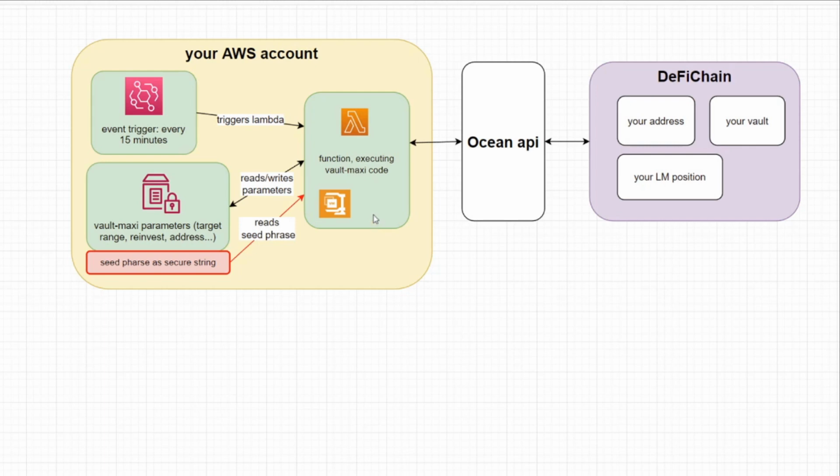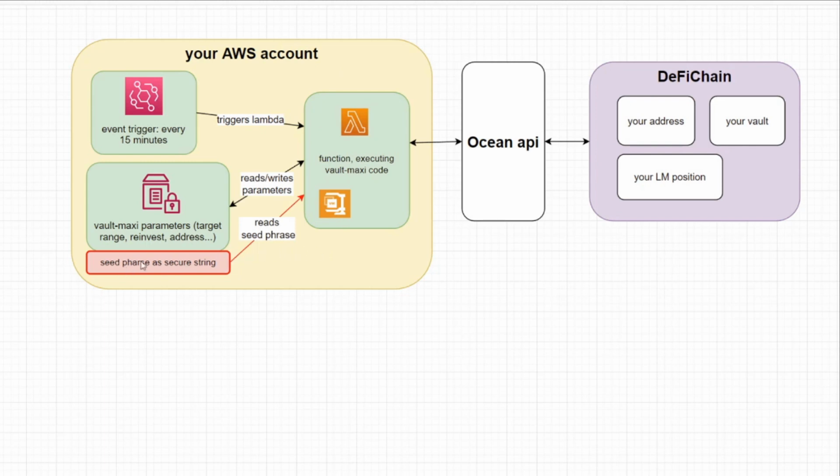One of the main security-wise things that are important is that you need your seed phrase in your AWS account, as we had the private key on your server, because the Vault-Maxi code needs that seed phrase to sign a transaction so the chain knows that you are allowed to do that. So it needs to be in there, and that's why it's so important that you guard your AWS account, that you have multi-factor authentication in there, and that you have a secure password, because if anybody gets access to your account, they can see your seed phrase and therefore do whatever they want with your vault. So be sure, if you do that, that your AWS account is safe.